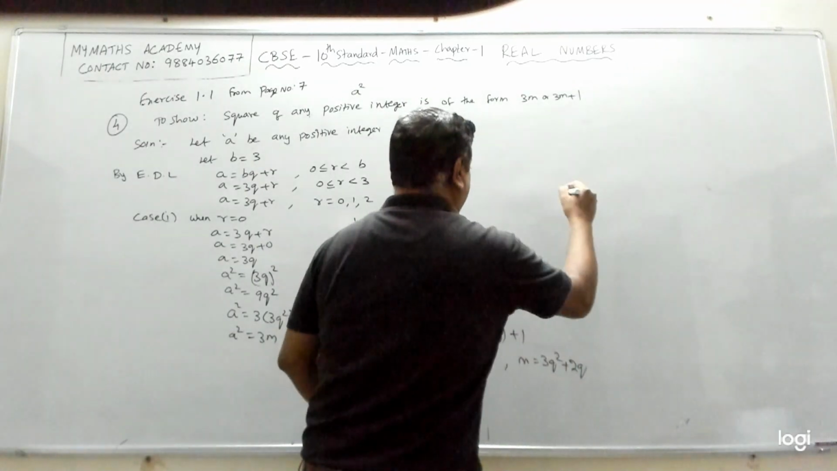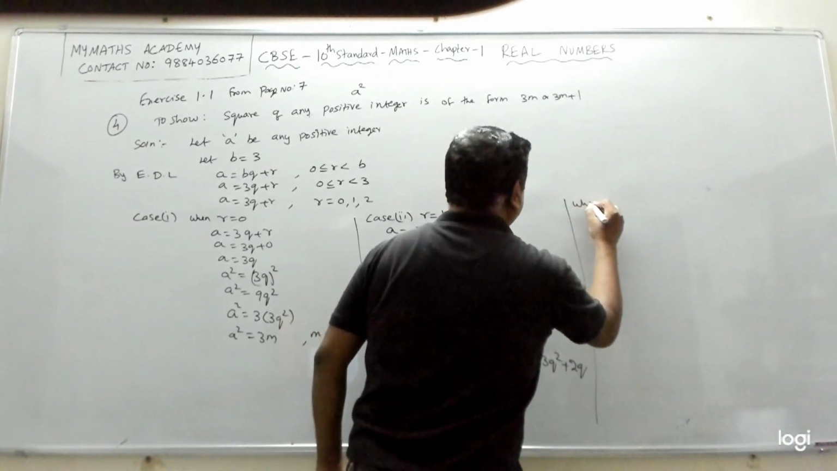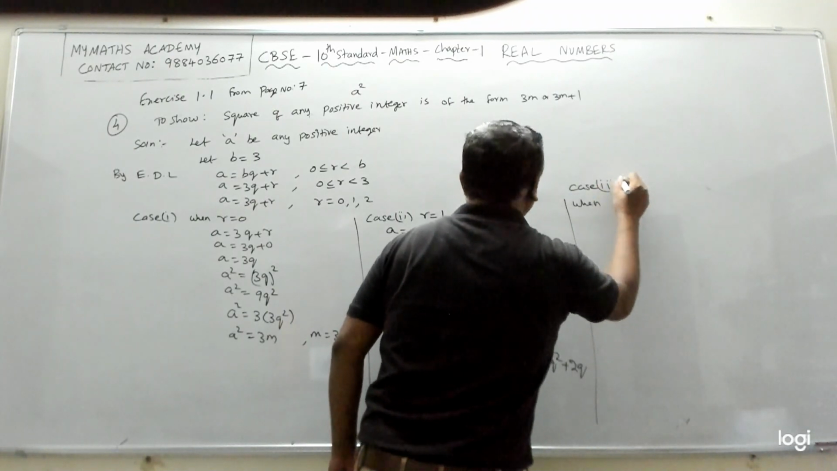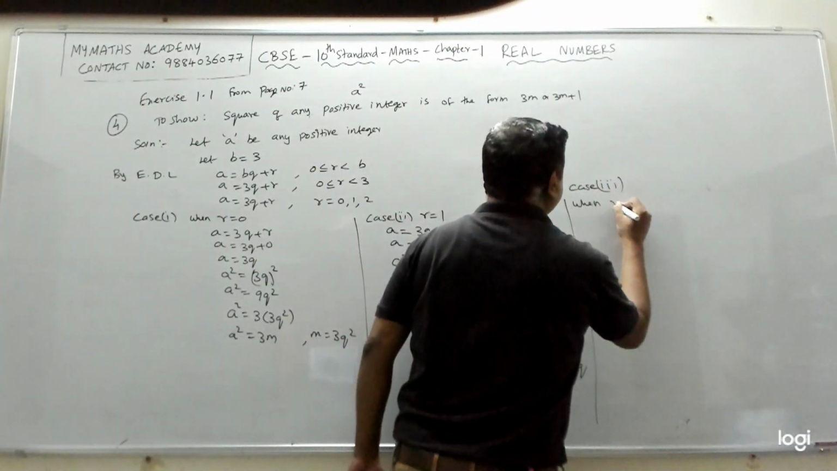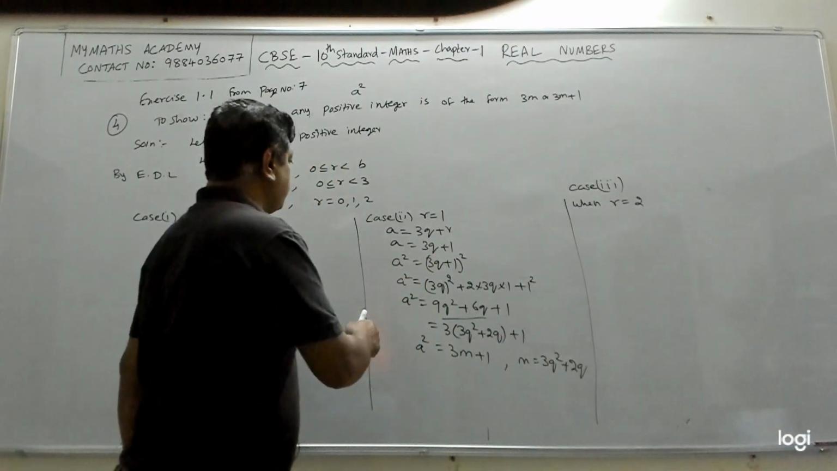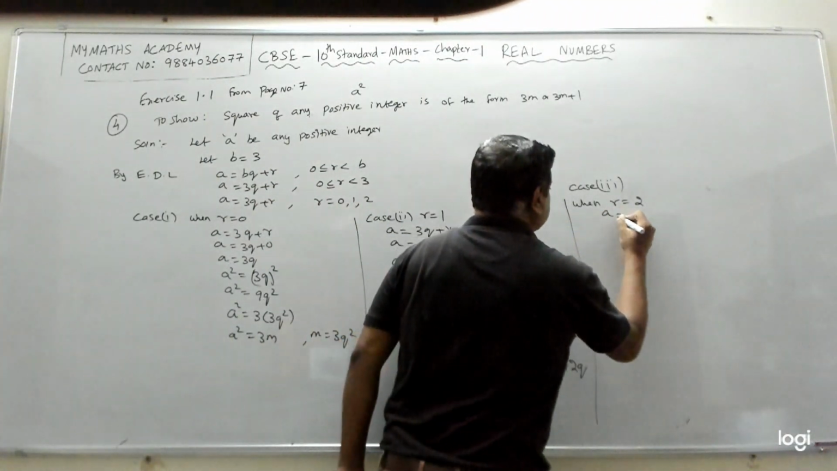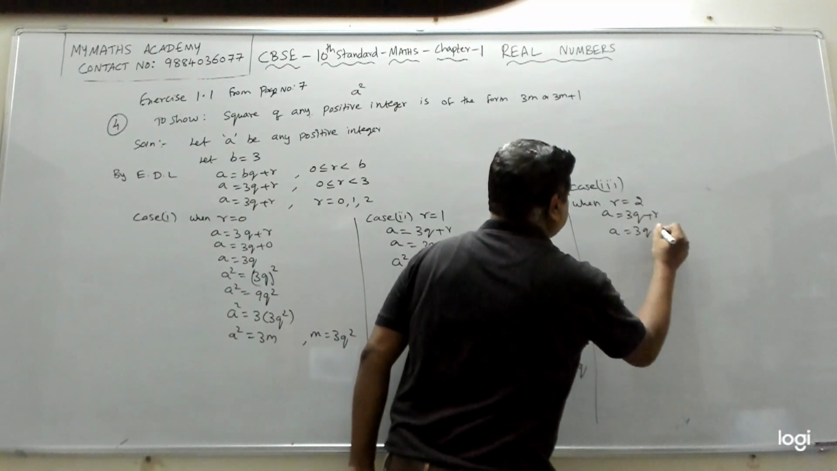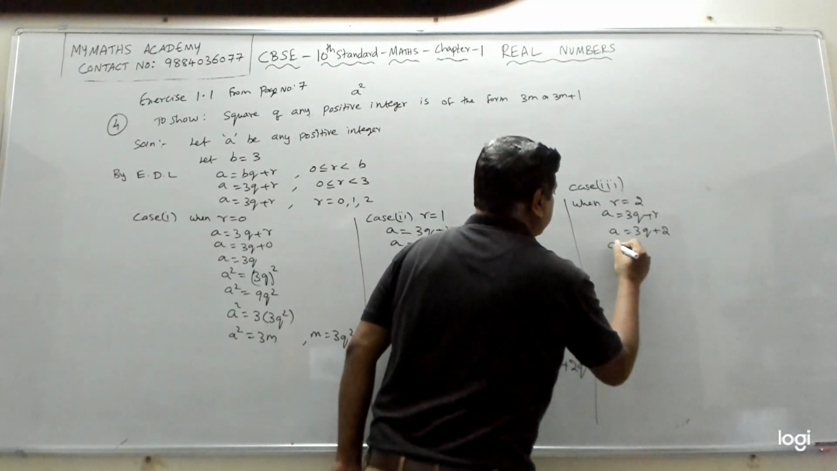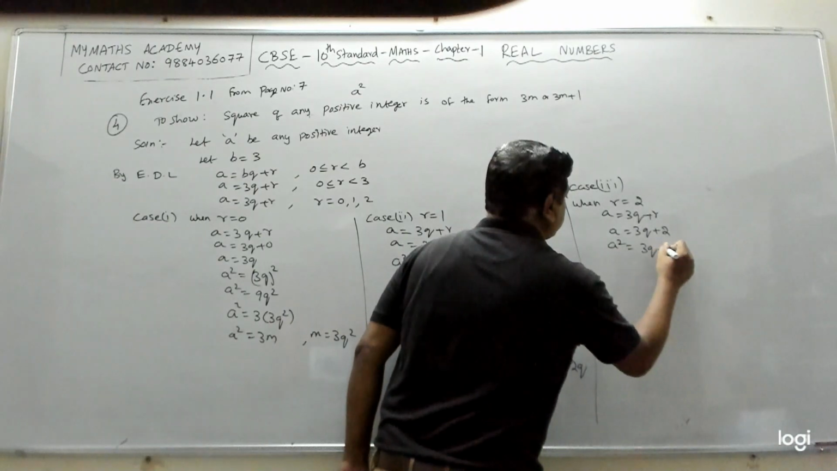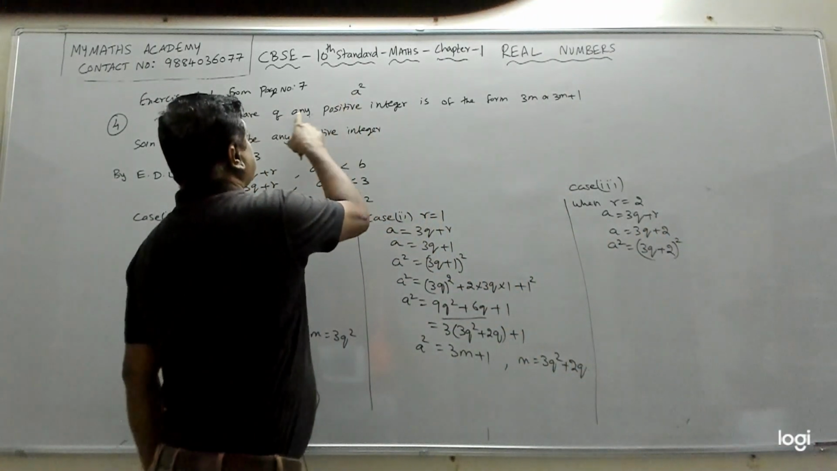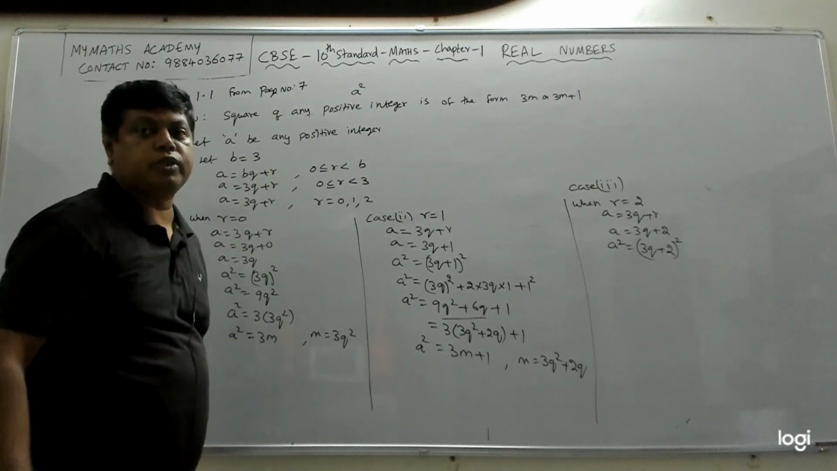Case 3 is when r equal to 2. When r equal to 2, what is a? So a is 3q plus r. So a equal to 3q plus 2. I am substituting r as 2. Then I should find a square. We are squaring both sides because we need the square of the number.